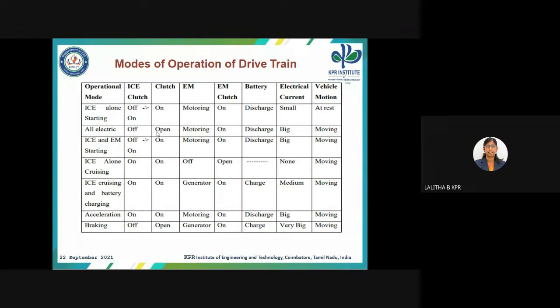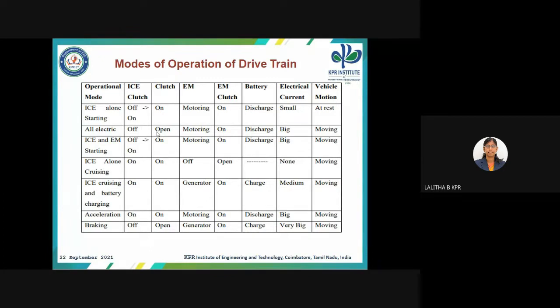The next operating mode is IC engine and electric motor starting, which is the high speed condition. The IC clutch is on and the electric motor is in motoring state. The battery is discharged, the electric current is high, and the vehicle is moving. Next is IC engine alone cruising. This is also a moving condition of the vehicle. In this condition, the electric motor clutch is open. The next operating mode is IC engine cruising and battery charging. In this condition, the motor operates as a generator, the vehicle is moving, and medium speed is maintained.